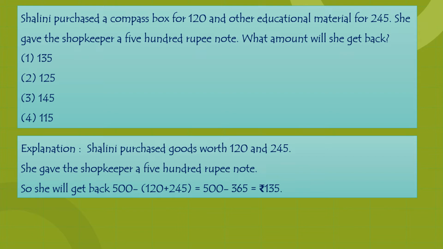Same thing is happening here. She purchased a compass box for rupees 120 and other items for 245. When you add them, you will get 365 and she had given how much? A 500 rupee note. So you will subtract it and you will be left with rupees 135. So option number 1 is the correct option. So 135 is the correct alternative. Let's move on to the next question.